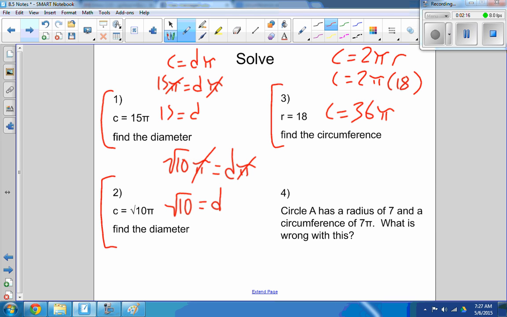Now, all these I've been dealing with pi. I don't deal with that number 3.14. I just leave it as pi. And that's what we're going to be doing. We're always going to be leaving things in terms of pi. So we're going to always have pi somewhere in there.